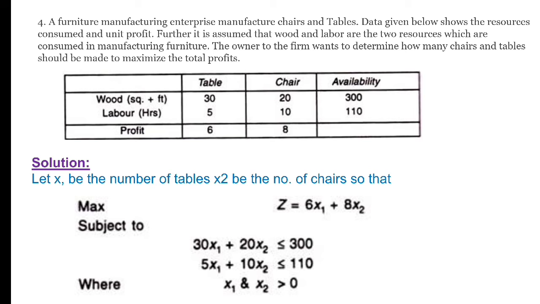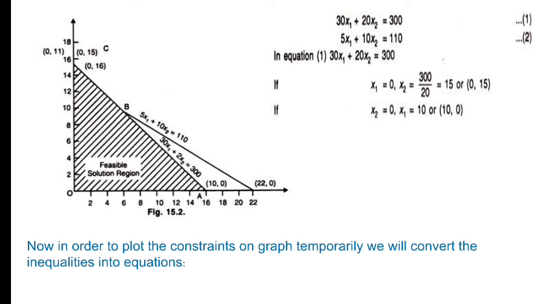Subject to conditions. Wood we are considering: preparing a table takes 30, preparing a chair takes 20, availability is 300 square feet. Then labor is 5 for preparing a table and 10 for preparing a chair, availability is 110. And x1 and x2 are greater than or equal to 0. Again the same procedure will be followed. These two constraints will be taken. x1 equal to 0, the value we get is 0 comma 15. x2 equal to 0, x1 equal to 10, so 10 comma 0. We substitute and get the graph sheet for the 2 points.